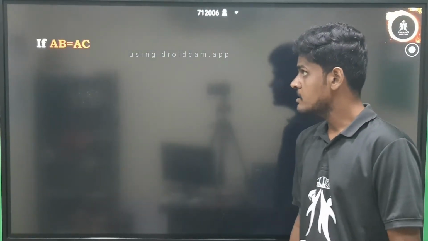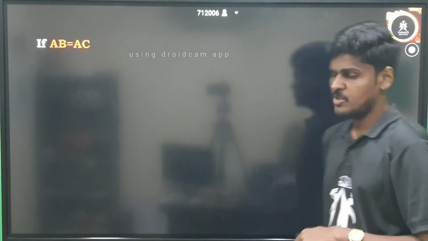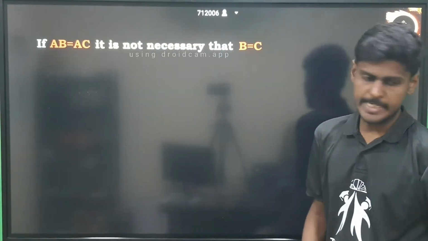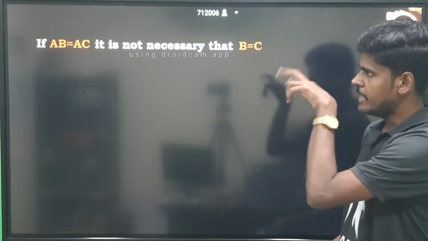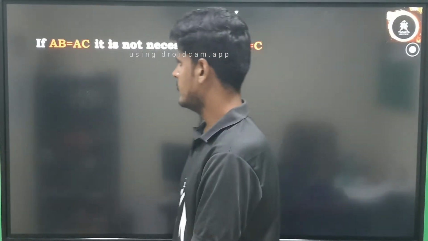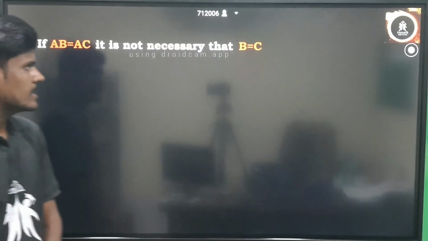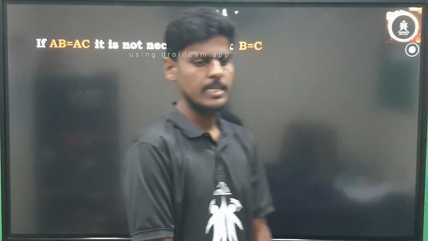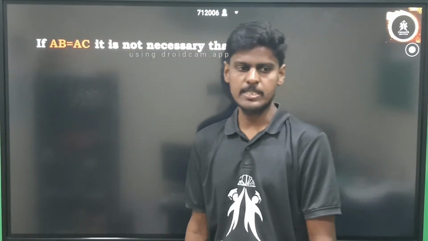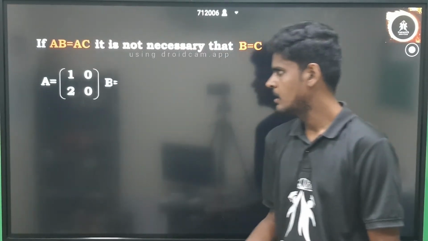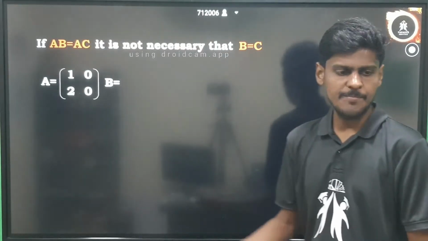Okay, next. AB equal to AC. If AB equal to AC, for a number we can cancel out. That means B equal to C. For a matrix, it is not necessary that B equal to C. AB equal to AC does not necessarily mean B equal to C. Again, we will take some example.